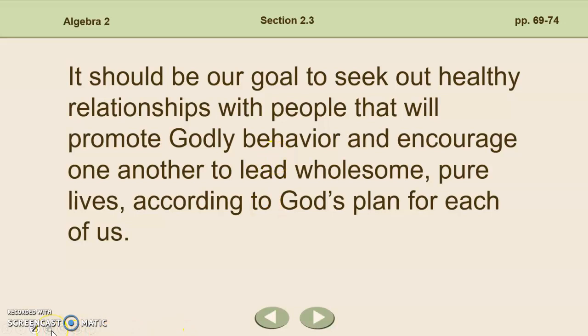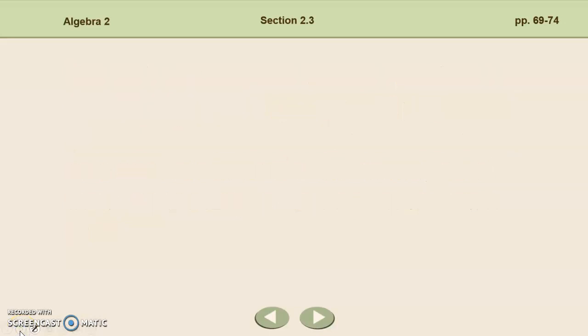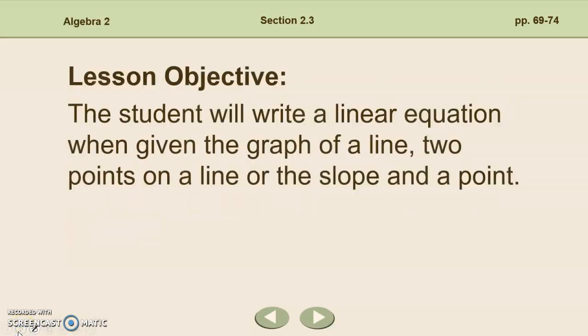As we're looking at these relationships in math, we can use these relationships to help predict things and to solve the problems that we have in the world around us. Our lesson objective is this. You, the student, will write a linear equation when given the graph of a line, 2 points on a line, or the slope and a point.